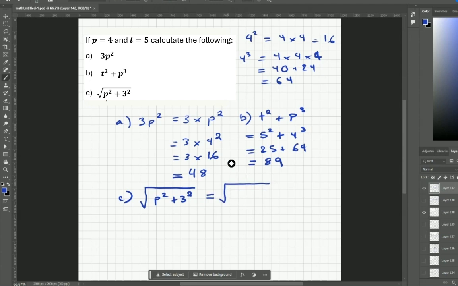p is equal to 4. So we have the square root of 4 squared plus 3 squared, all under this square root. 4 squared is 16, 3 squared is 9, so the whole thing is the square root of 25. And that's the number which squared will produce 25. And we know that 5 times 5 is 25, so the answer is just 5.